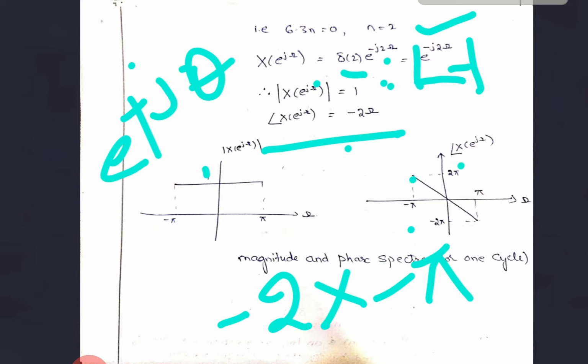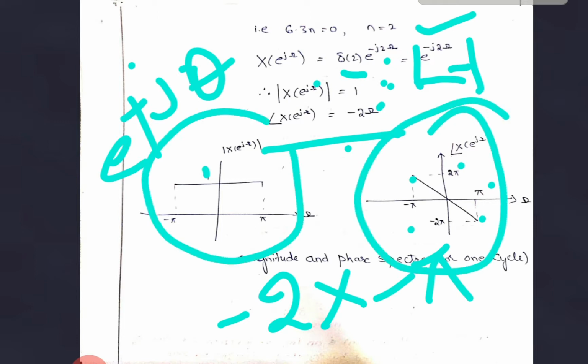So linearly, at pi by 2 you will get pi. When omega is equal to 0, it will be 0. When omega equals pi, it will be minus 2 pi. Therefore this is the phase spectrum, and this is the magnitude spectrum of the given impulse signal. In the exam they can ask you something else instead of delta of 6 minus 3n as well. You have to solve it in the same manner.